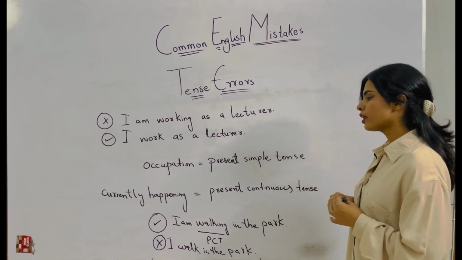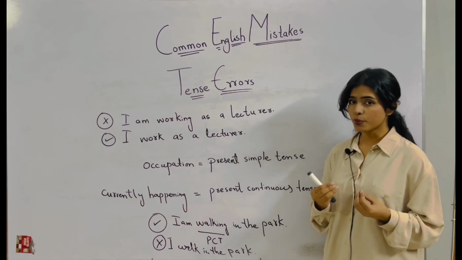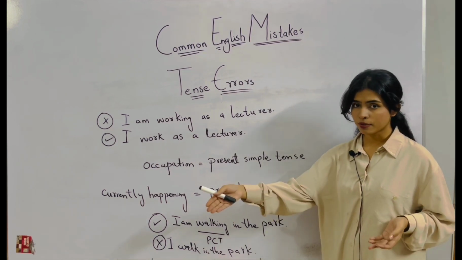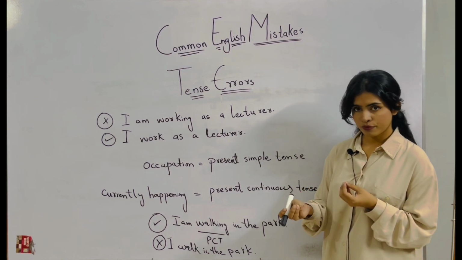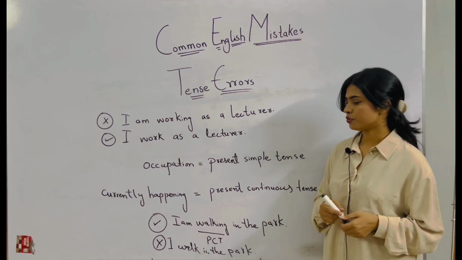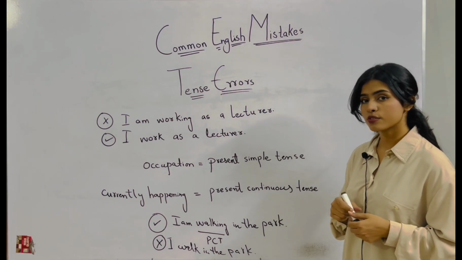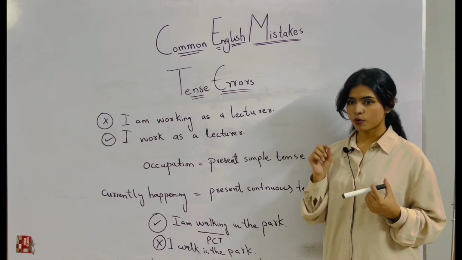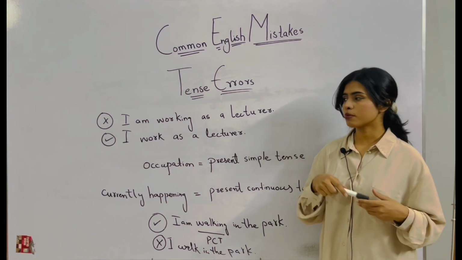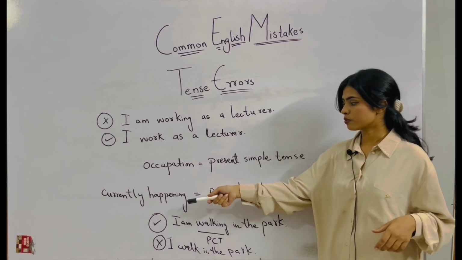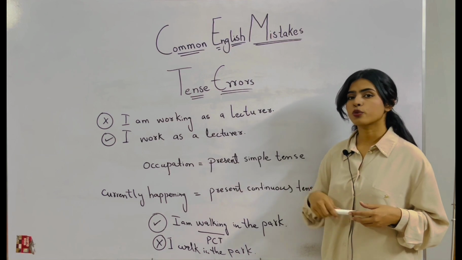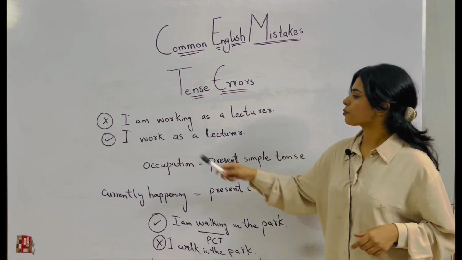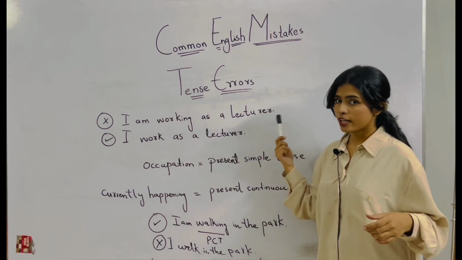But if you're talking about something that you are doing currently, for example, I'm walking, I'm talking, I'm speaking to the camera, I'm using my phone, this is when I'm going to use present continuous tense. So the ing form in the verb will always be used whenever we're talking about something that's currently happening, not when we are talking about our occupation. So the correct sentence would be, I work as a lecturer.